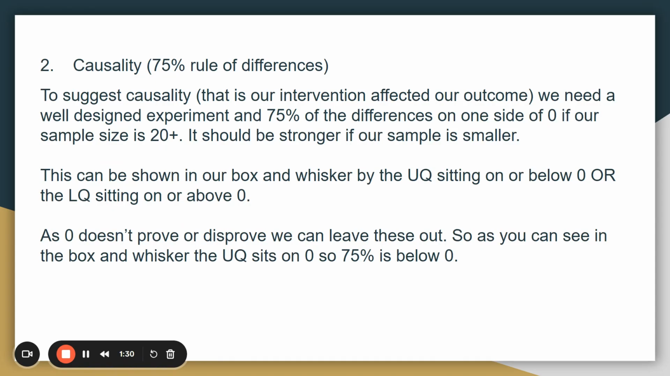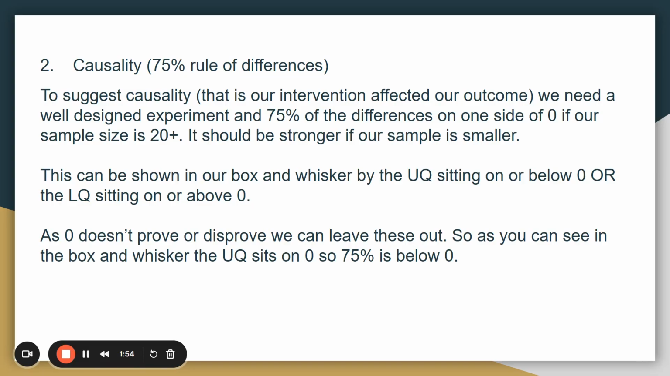The second part is I'm going to talk about causality, and so do I think it's my intervention that caused the differences in my experiment? So that's the causality statement. And to do that, we need to have a well-designed experiment and 75% of our differences on one side of 0 if our sample is 20 or above. It should be stronger if our sample is smaller, but because we are doing this experiment in class, we'll go with the 75% rule.